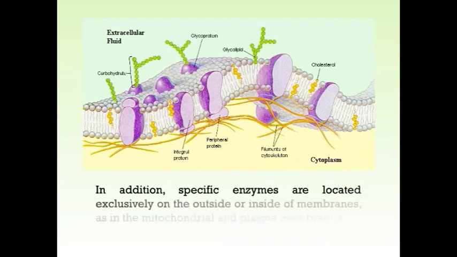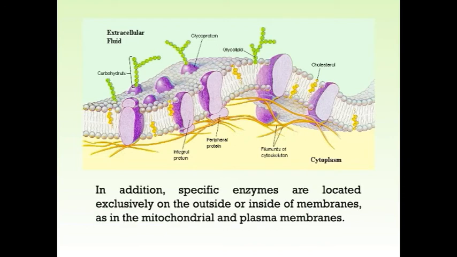In addition, specific enzymes are located exclusively on the outside or inside of the membrane, as in the mitochondrial and plasma membranes. There are regional asymmetries in membrane, such as those that occur in the villous borders of mucosal cells, which are almost microscopically visible. Others, such as those at gap junctions, tight junctions, and synapses, occupy much smaller regions of the membrane and generate correspondingly smaller local asymmetries.